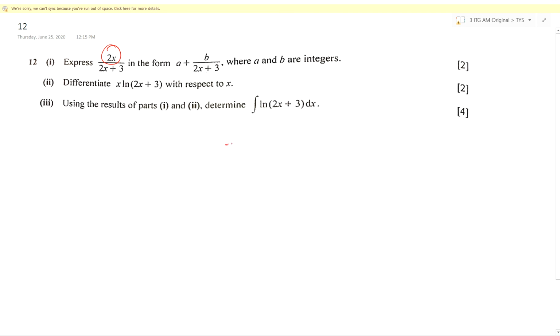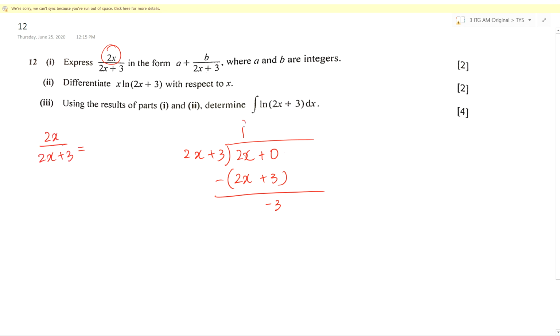So we are dividing 2x by 2x plus 3. 1 times 2x, 1 times 3. We're going to subtract, so obviously the 2x will disappear. That's why we are doing long division. Here we have 0, and 0 minus 3, negative 3 remaining. So 2x over 2x plus 3 will be 1 plus the remainder, which is negative 3 over 2x plus 3.